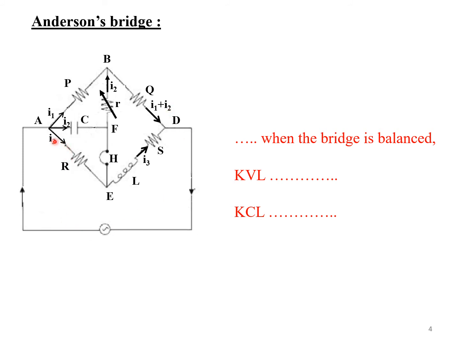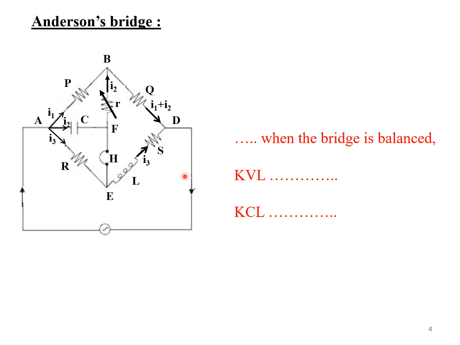Similarly, the current I3 is flowing in this particular arm AE because of the fact that E and F are at the same potential. The same current I3 flows in this particular branch, namely ED, so that the current that leaves this particular junction D is equal to I1 plus I2 plus I3.